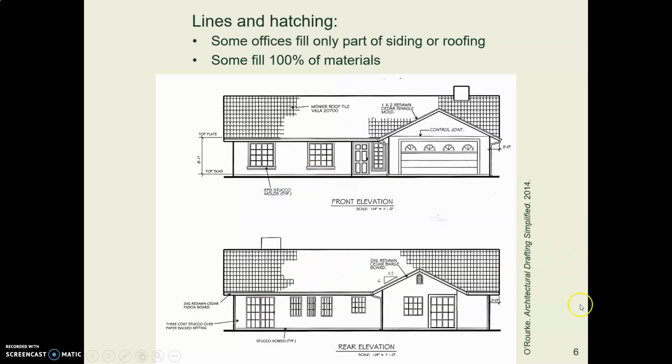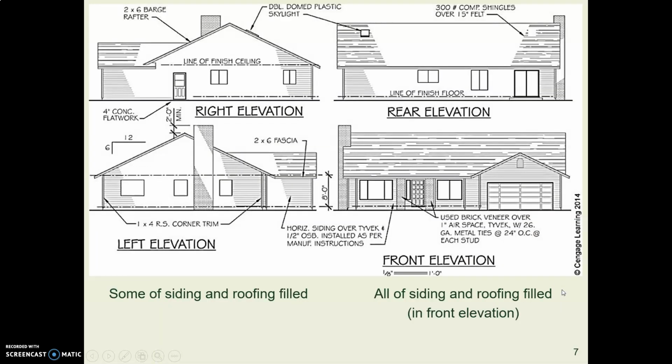Sometimes it's not. Here's an example out of our book where you notice in the front elevation in the lower right corner, he has drawn all of the siding and brick and shingling all the way across. And then in the other three elevations, he has drawn only part of those. And so you can compare and see what the difference is and how you like that.